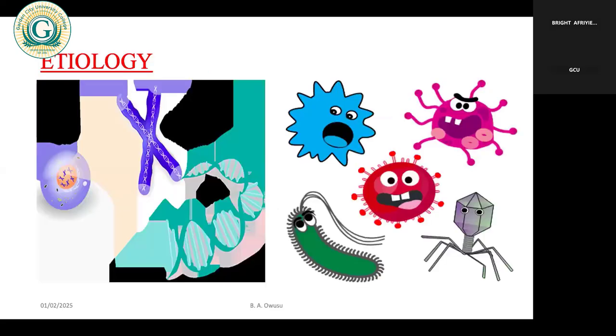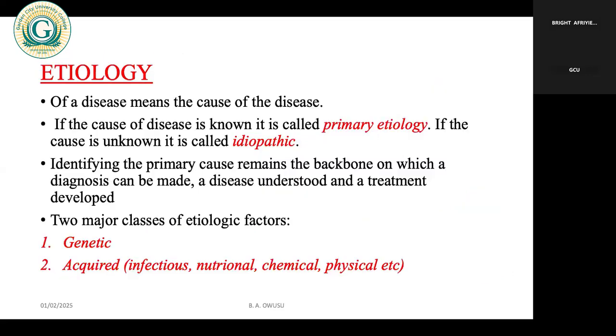Then we picked them one after the other, considering the etiology. For the etiology, we said that we had primary etiology where the cause of the disease is known, and then we had genetic.